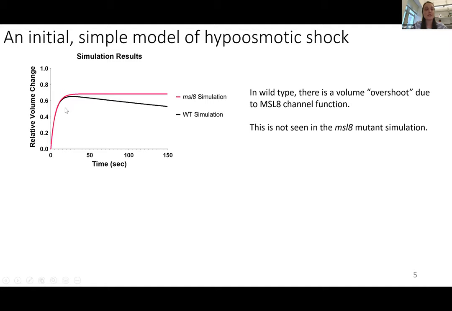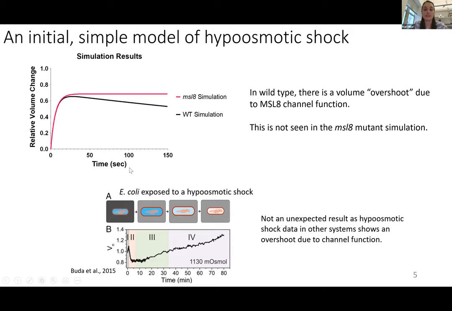And we actually see they look about the same until you get to this inflection point. And then there's an overshoot in the volume of the wild type simulation while the MSL8 simulation stabilizes. And this was not entirely unexpected. In fact, it was pretty expected because other models of hypoosmotic shock have shown something really similar. So this 2015 study was looking at E. coli hypoosmotic shock. And this is their experimental result, but they also developed a model.